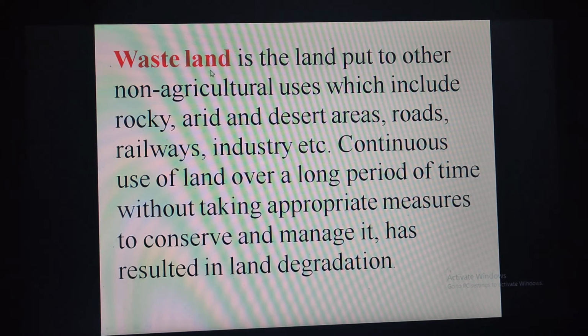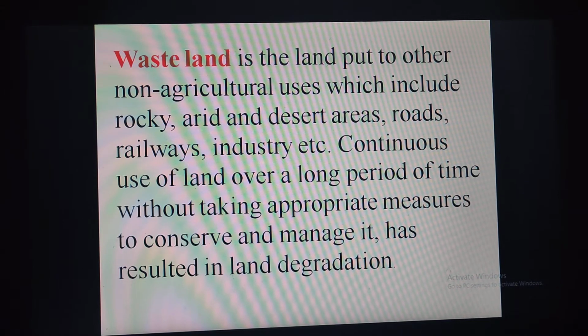What is wasteland? Wasteland is the land put to other non-agricultural uses, which include rocky, arid and desert areas, roads, railways, industry, etc. So what is wasteland? It is not for any agricultural use. It is used for other than agricultural uses, which include rocky areas, desert areas, then roads, railways, industries. All this is done on the land, but this is called wasteland.